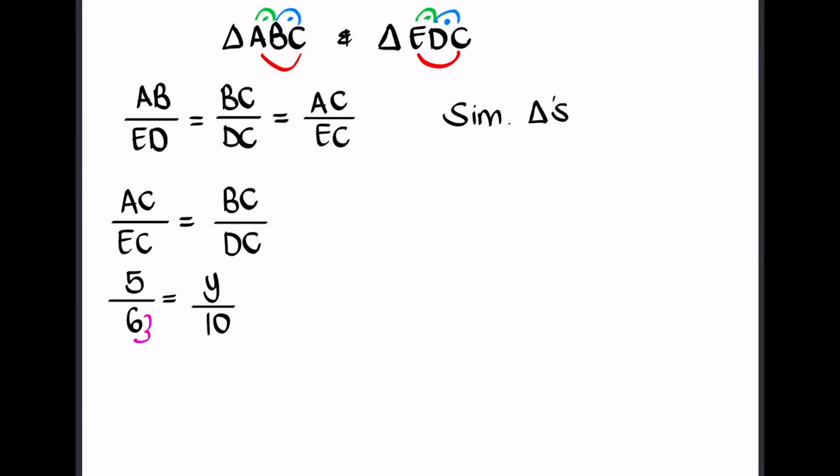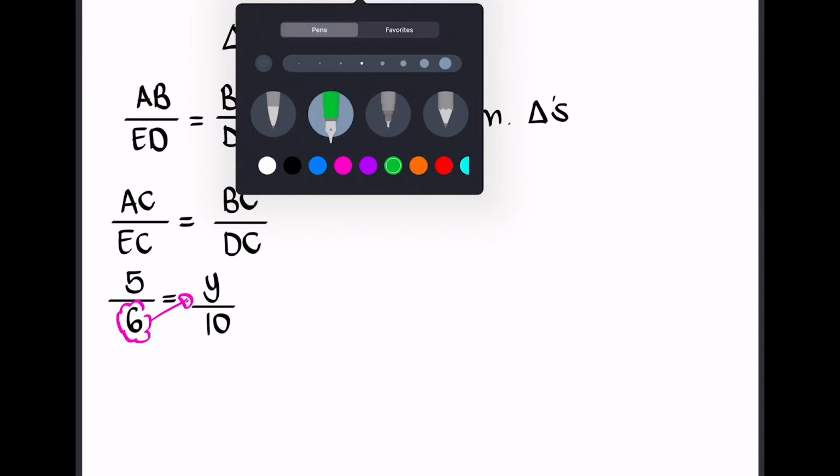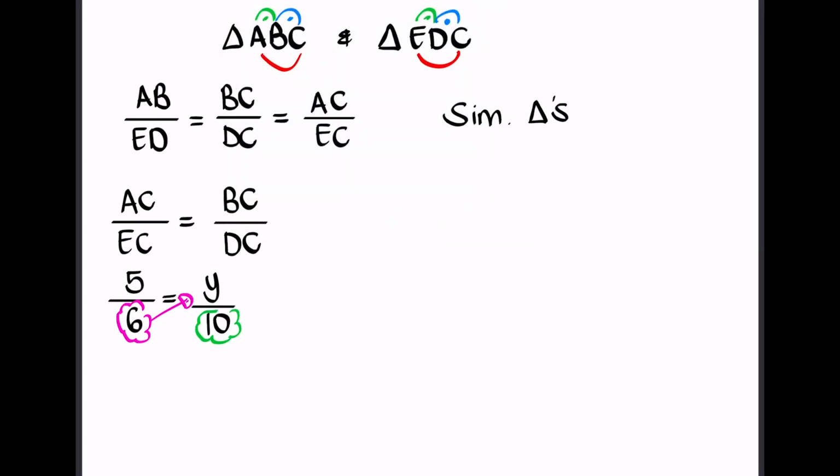All right, I'm going to take the denominator, the 6, and multiply it with the numerator. And I'm going to take the denominator of 10 and multiply it with the 5 at the top. So 5 times 10 is 50, equal to 6 times y, which is 6y. In order to get the y by itself, I'm going to divide both sides by 6. So therefore, y is equal to 50 divided by 6, which is 25 over 3.